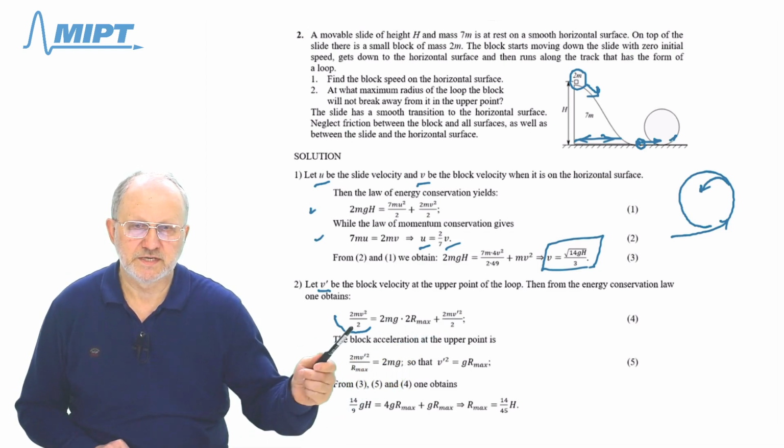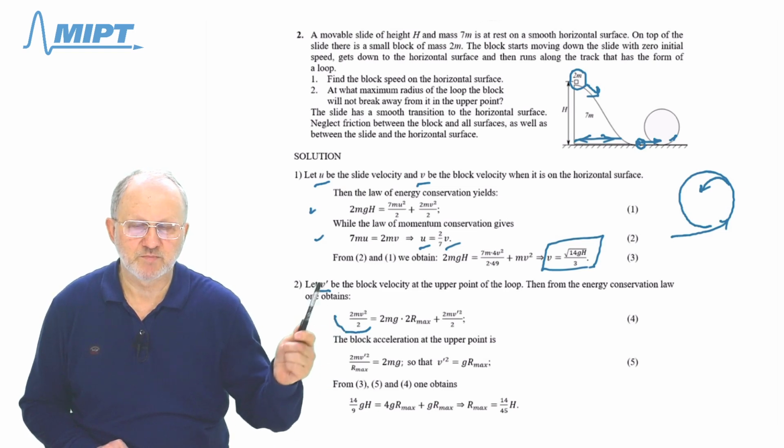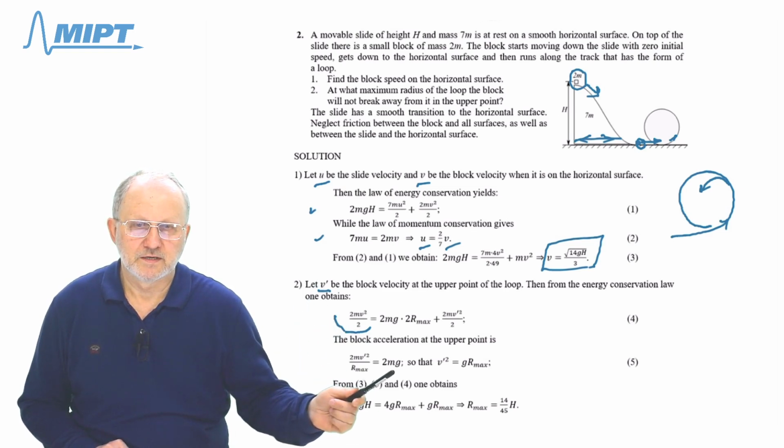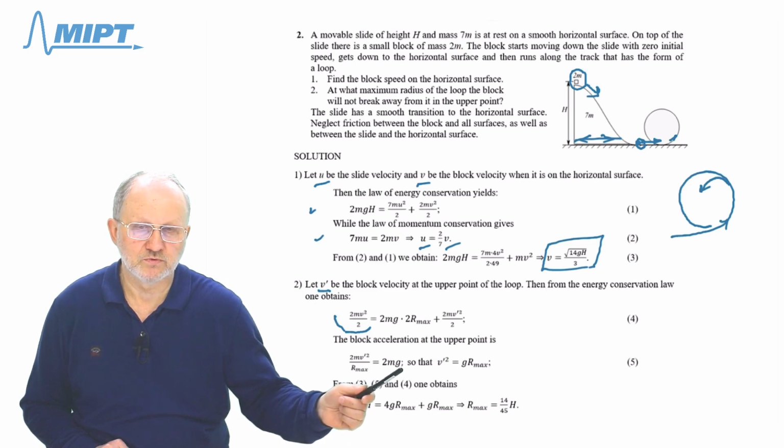Also, we must understand that when the block is at the upper point, the force acting on the block, that is the gravity pull, equal to mass of the block times acceleration of free fall, equals the centripetal force on the block, which can be expressed as the mass of the block 2m times velocity of the block v prime squared over the radius of the loop.